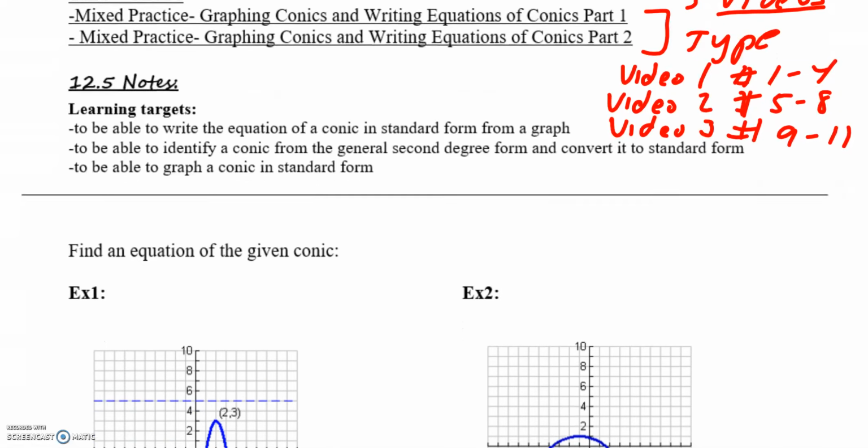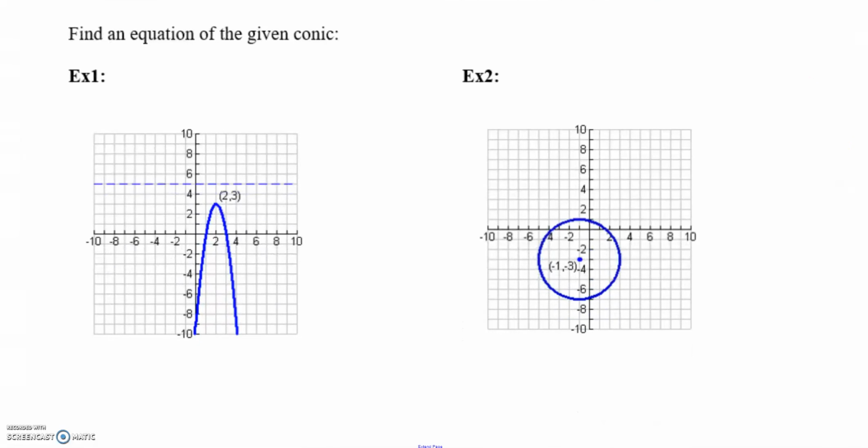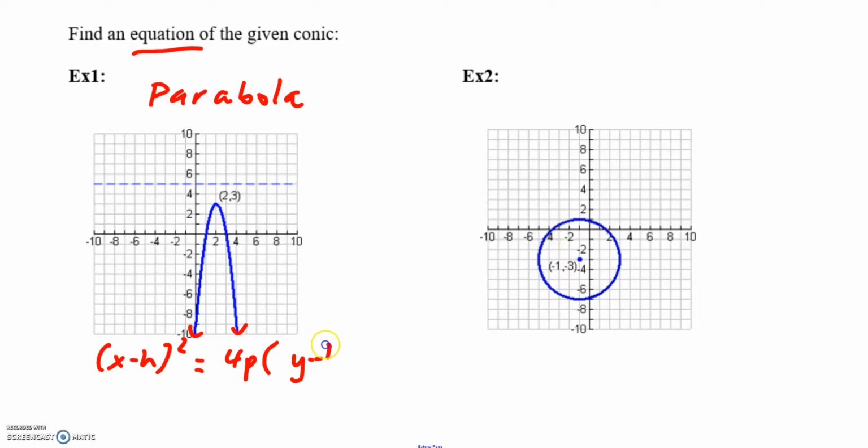So if we get started, type 1 is when you're given a picture and you need to find the equation. And so first, let's identify what we have. In example 1, we have a parabola. It looks like it's what we expect in a parabola, that is a function. And when it is a function and it's pointing downwards, it's going to be something that's x squared. And so my general formula is going to be something like this: x minus h squared, and the x is squared because, again, it's a parabola of what we expect, equals 4p times y minus k.